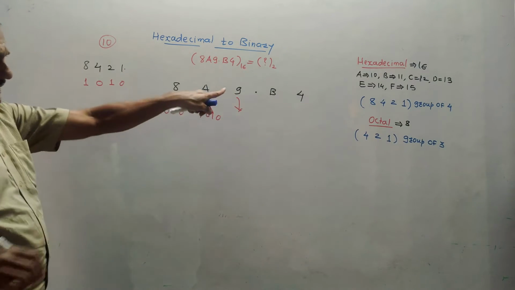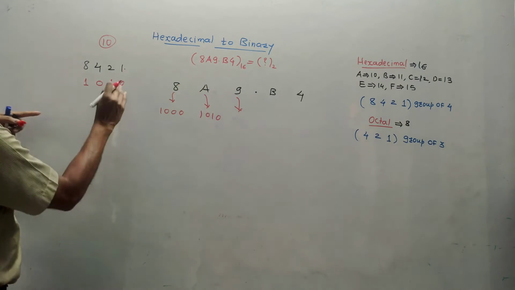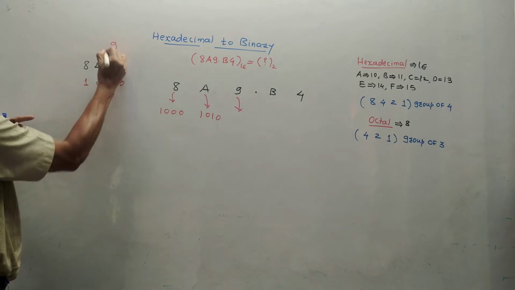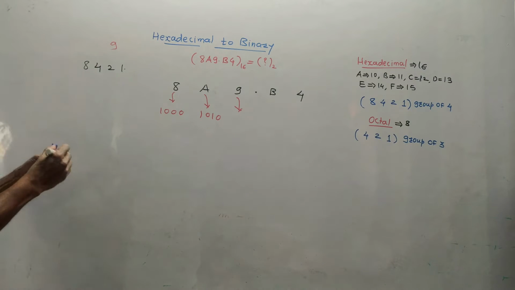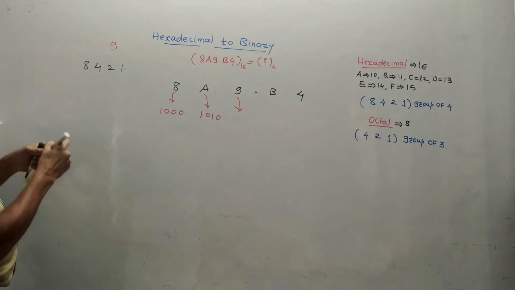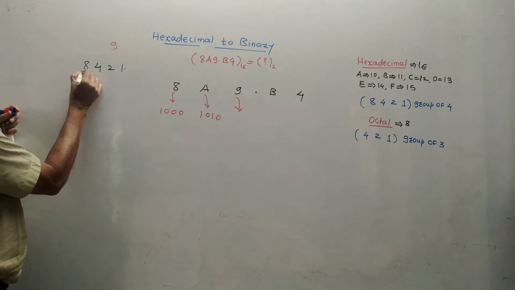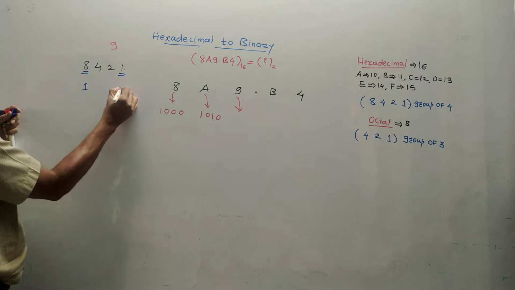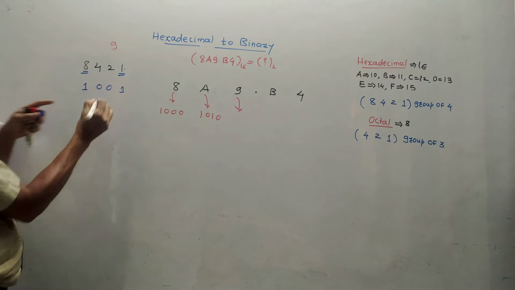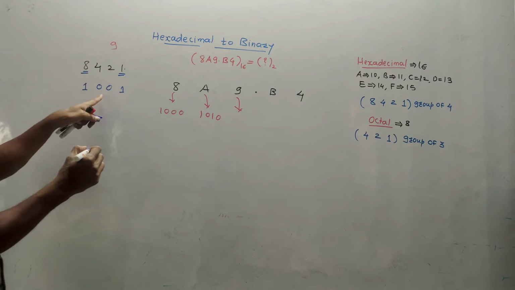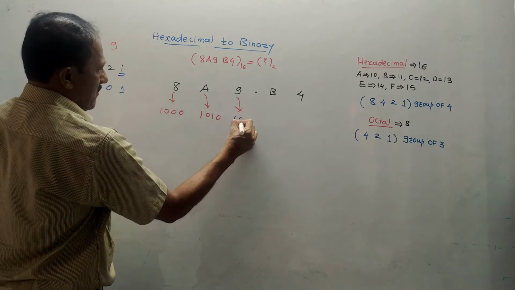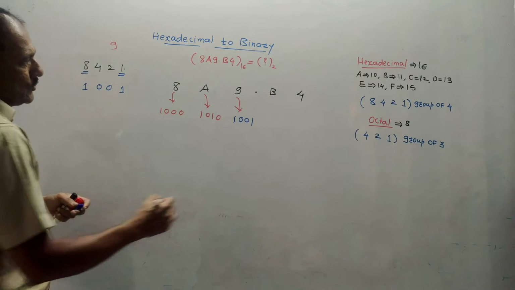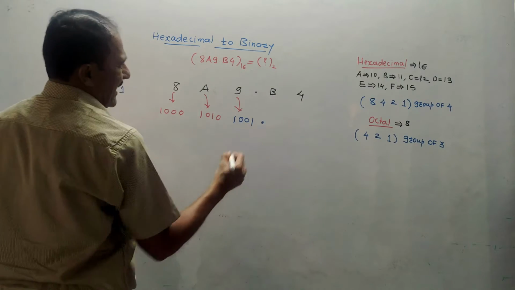Then on the same lines, consider number 9. How to generate number 9? I have to now generate number 9 using the same technique. I can apply the similar logic. Number 9 can be generated as 8 plus 1. So for 8 I will write 1, for 1 I will write 1. The remaining two things should get multiplied with zeros. So corresponding binary value is 1, 0, 0, 1. Keep decimal point as it is.